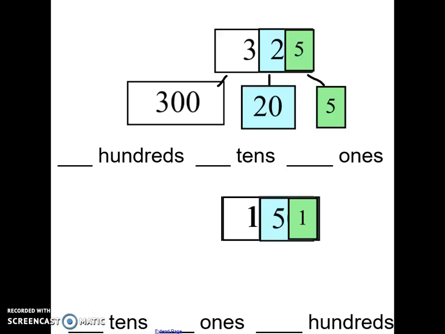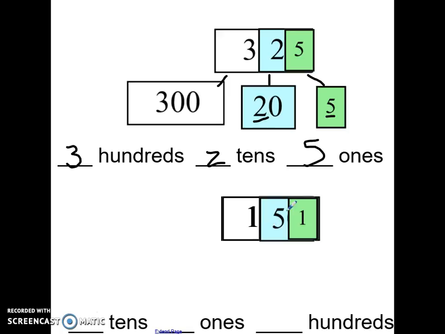Okay, so now let's do our unit form. So first I'm going to look at hundreds. Here I have 3 hundreds, so I'm going to write a 3 on the line next to hundreds. Then this says tens, so I'm going to look at my tens. I have 2 tens, so I'm going to write a 2 on the line for tens. And now I'm going to look at my ones, and I have 5 ones, so I write a 5 on the line for ones. So my unit form for this number is 3 hundreds, 2 tens, 5 ones.